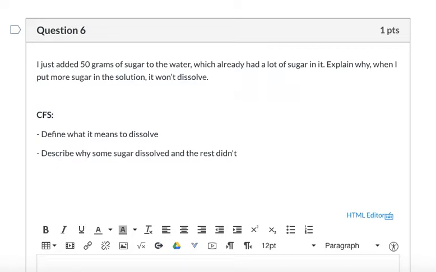So question number 6, I just added 50 grams of sugar to the water, which already had a lot of sugar in it. Explain why, when I put more sugar in the solution, it won't dissolve. Criteria for success: define what it means to dissolve, describe why some sugar dissolved and the rest didn't.